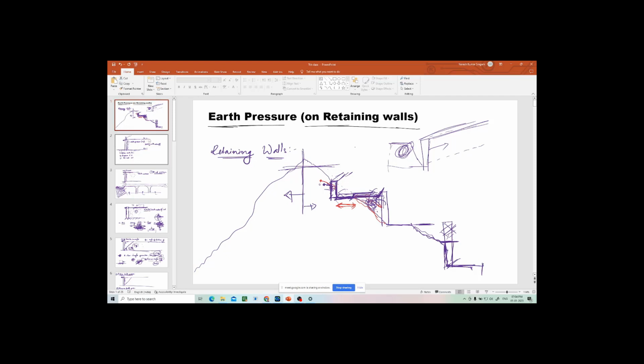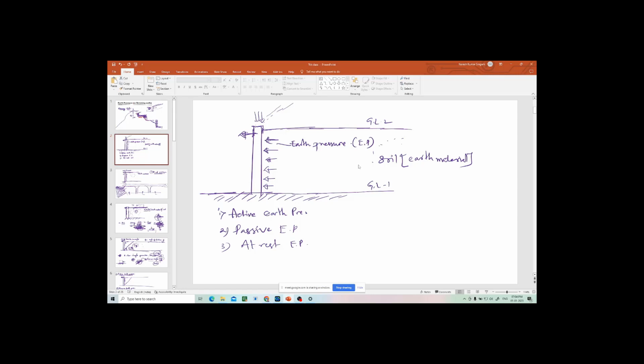So I have discussed in the last class about earth pressure, retaining walls. Why is it called earth pressure? Because soil is also called earth. Then this is filled backside of the wall, so it is also called backfill. Then there are three pressures: active, passive, and at rest earth pressure.